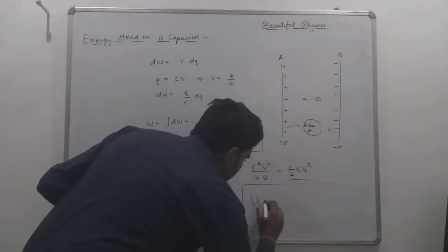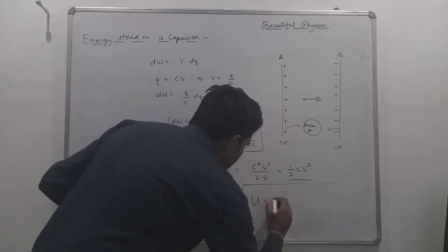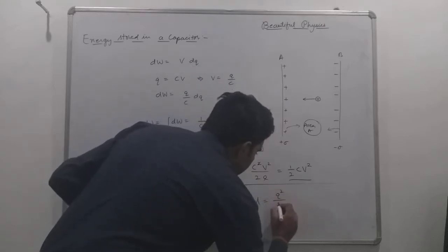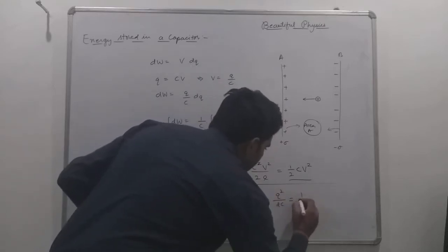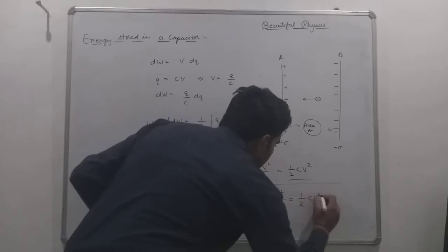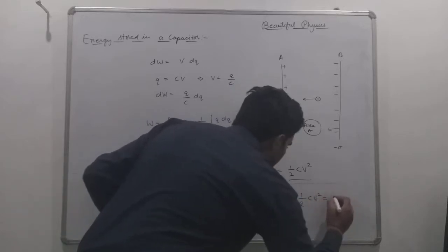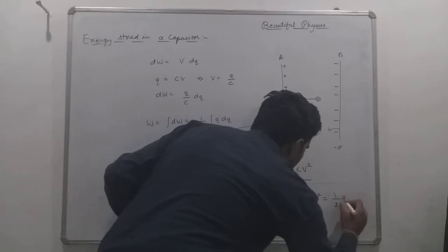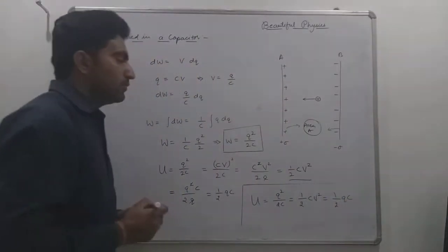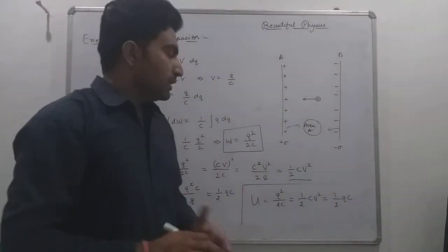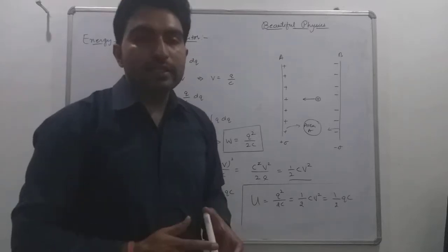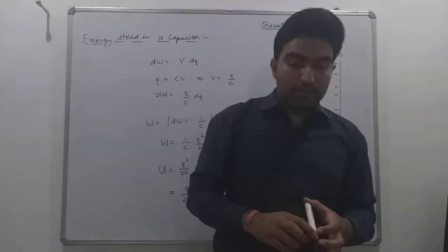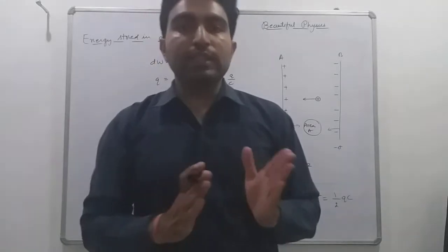So we have three forms of energy stored in a capacitor. First is U equals Q square divided by 2C. Second one is half C V square, and third one is half of QC. So this is the energy stored in a single capacitor.